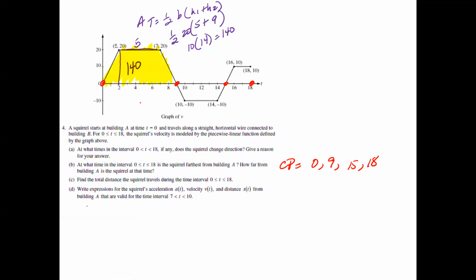Then let's take a look at the trapezoid on the bottom. You're going to do a trapezoid as well. For this one, remember it's 1/2 base.